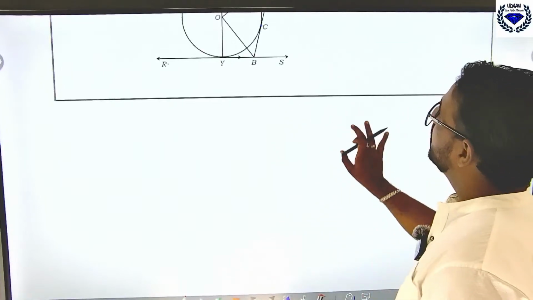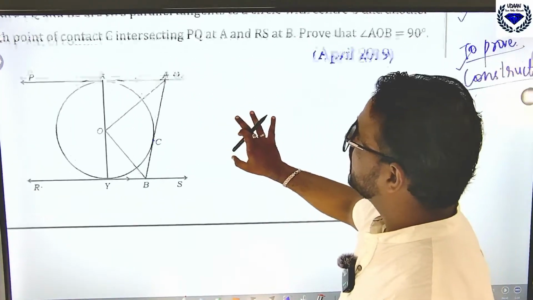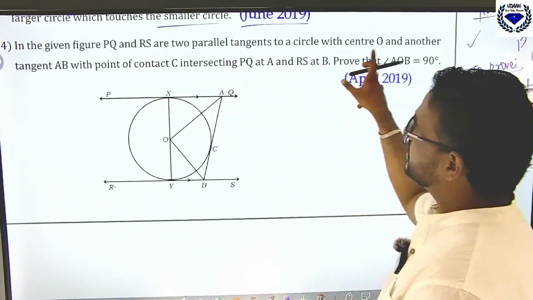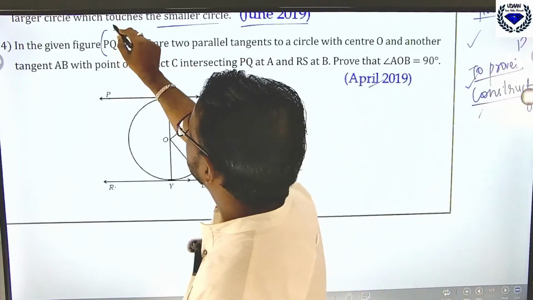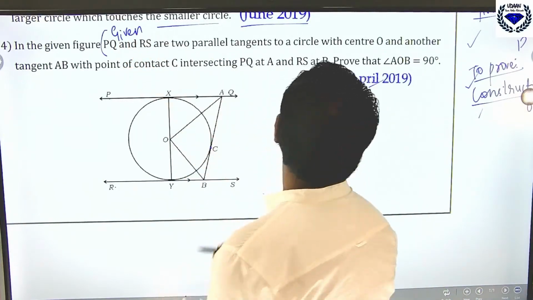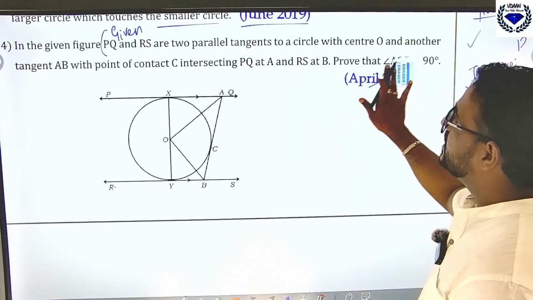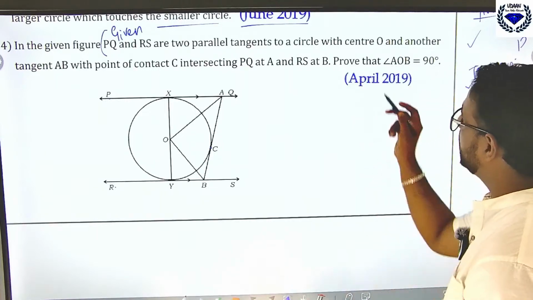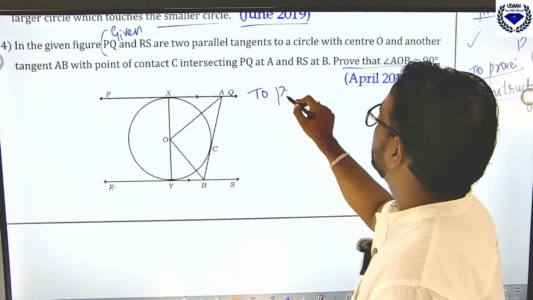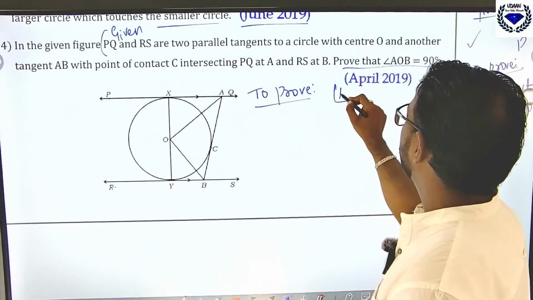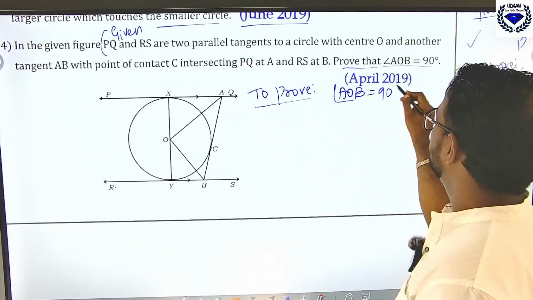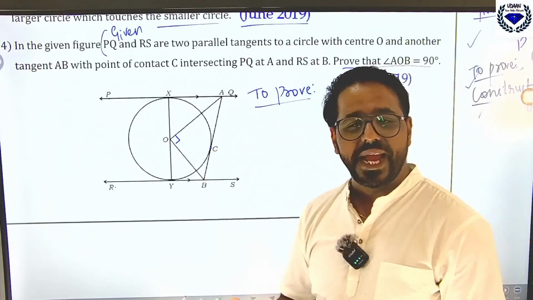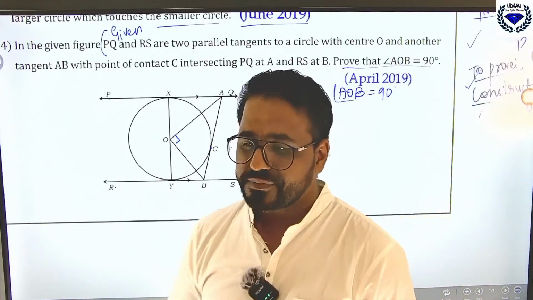See here, the question is what? I'll begin from here itself. Given: PQ and RS are two parallel tangents to a circle with center O, and another tangent AB with point of contact C intersecting PQ at A and RS at B. Then I begin with To prove: angle AOB is 90 degrees. That means you should prove angle AOB is 90 degrees.